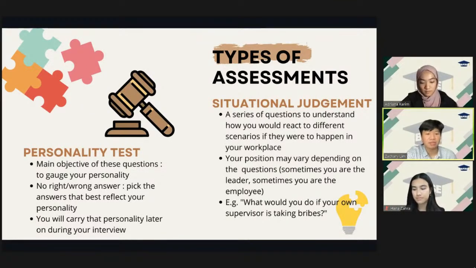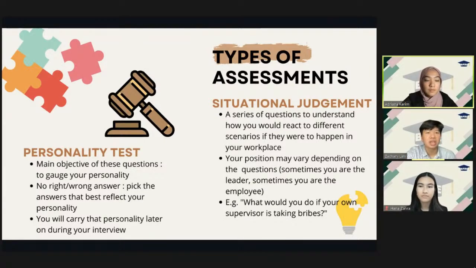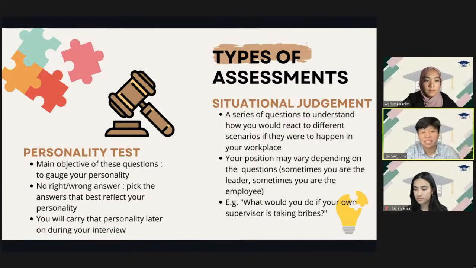The main objective of these questions is to basically just gauge your personality. There is no right or wrong answer. It's usually those kinds of gray area questions where you have to make a choice about something. So you just have to really pick the answer that best reflects what you think is true the first time. When you first see the question, what you think is right, that is usually the right answer for you.